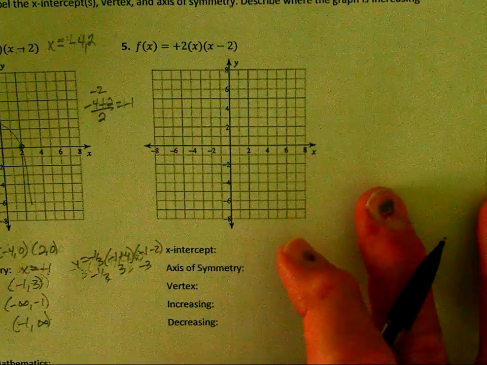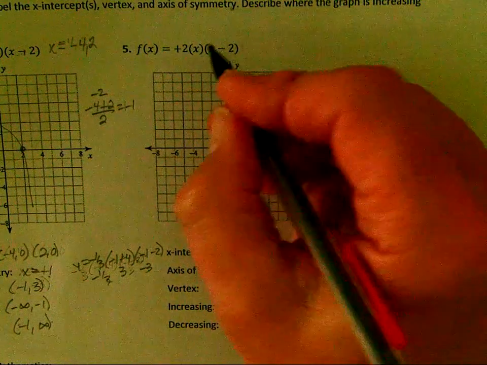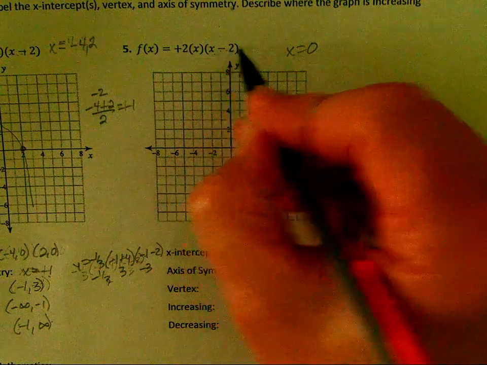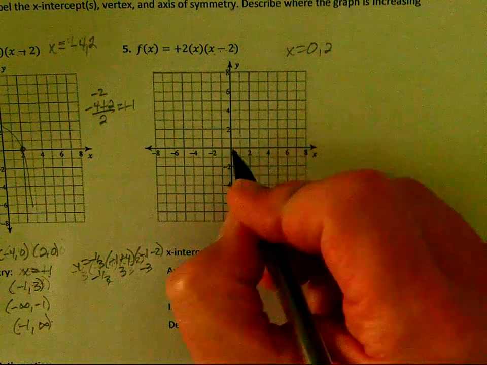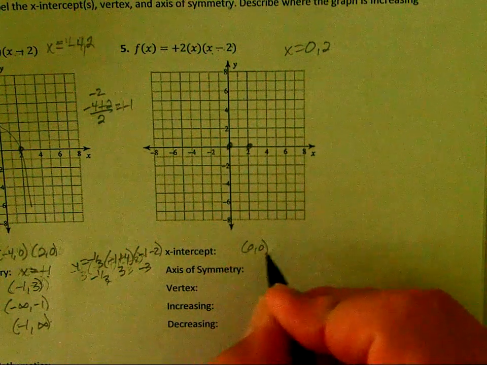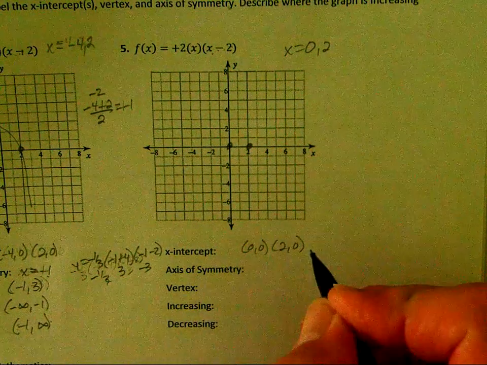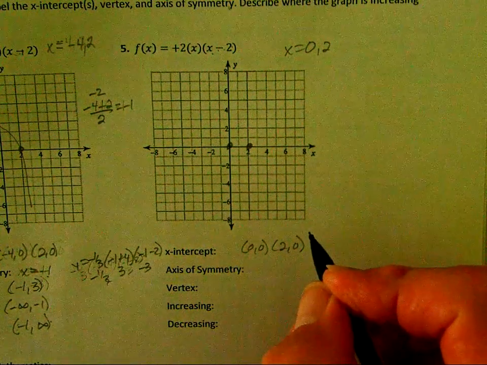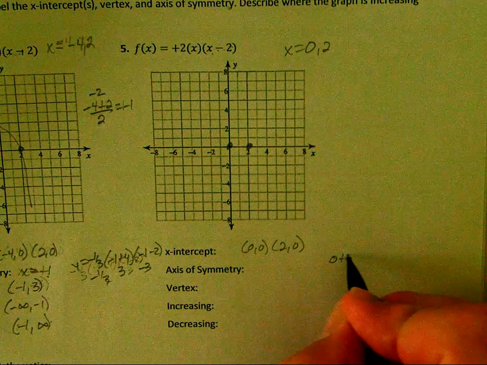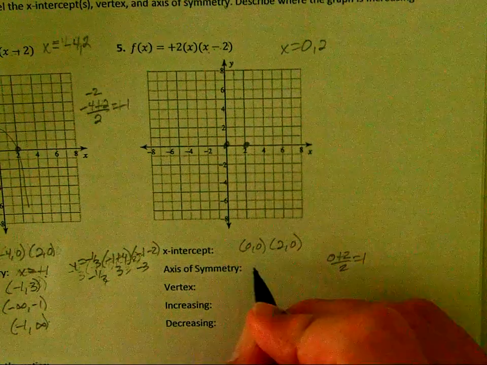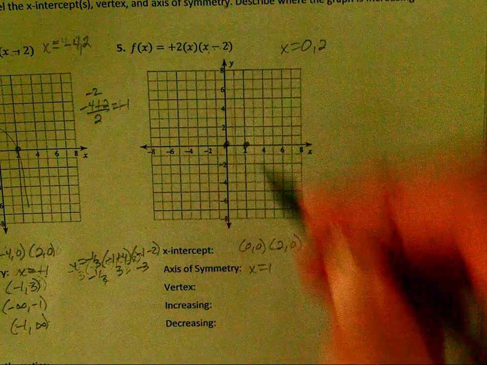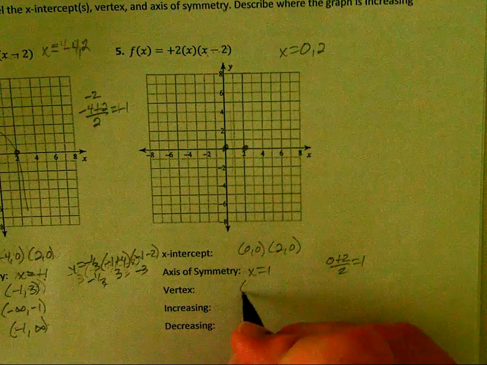Next one, another one that's in intercept form. So we come up here and say, okay, if we set x equals 0, we get 0. If we set x minus 2 equals 0, we get 2. So our two intercepts are at 0 and 2. So our intercepts are at 0, 0, and 2, 0. So our axis of symmetry has to be right in between there. So we average those, so 0 plus 2 divided by 2 is 1. So our axis of symmetry is x equals 1. So the middle of the parabola runs right through here. So our vertex is going to have an x value of 1.